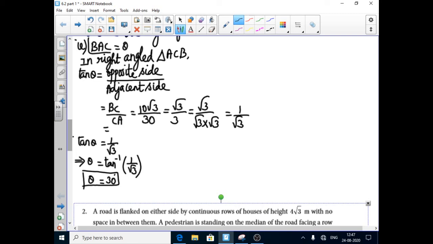So the answer: the angle of elevation, we are taking theta. In the question they ask only for the angle of elevation. So the angle of elevation is 30 degree.